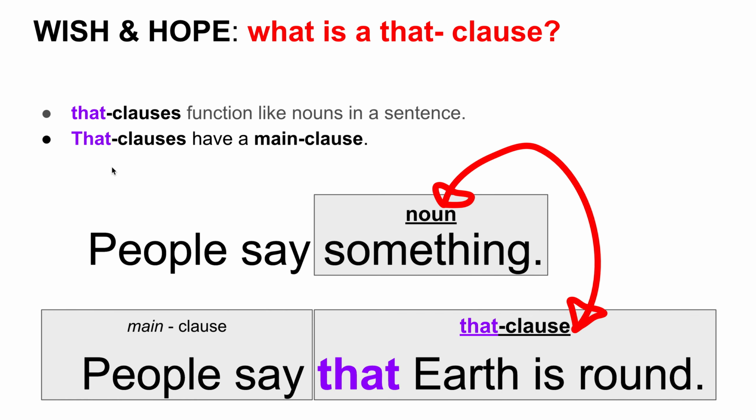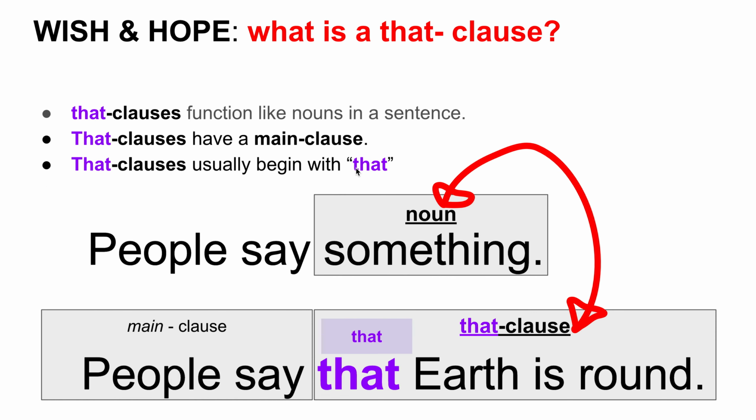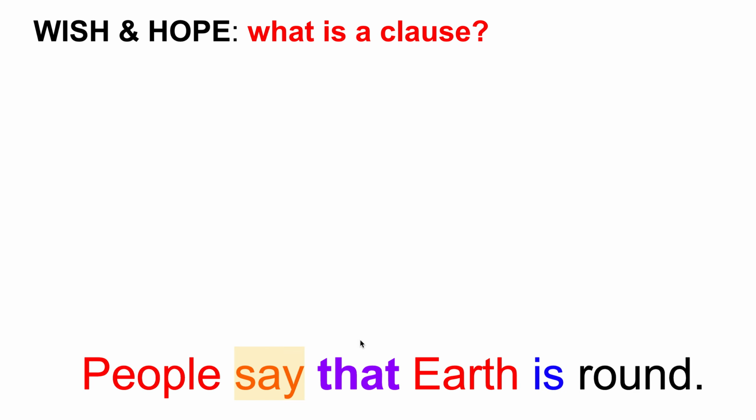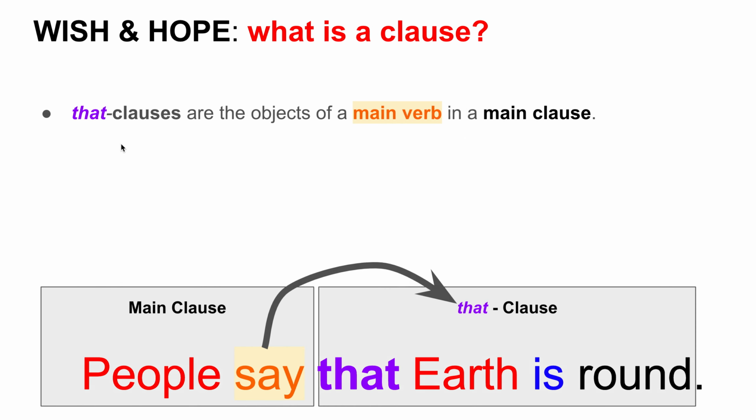Something else about that clauses is that they have a main clause. Here the main clause is people say. That clauses usually begin with that. Okay. Moving forward, people say that earth is round. Let's look at the sentence a little bit more. Something we should mention is that clauses are the objects of a main verb in a main clause. Here our main verb is say. That earth is round, the that clause, is the object of the main verb say.